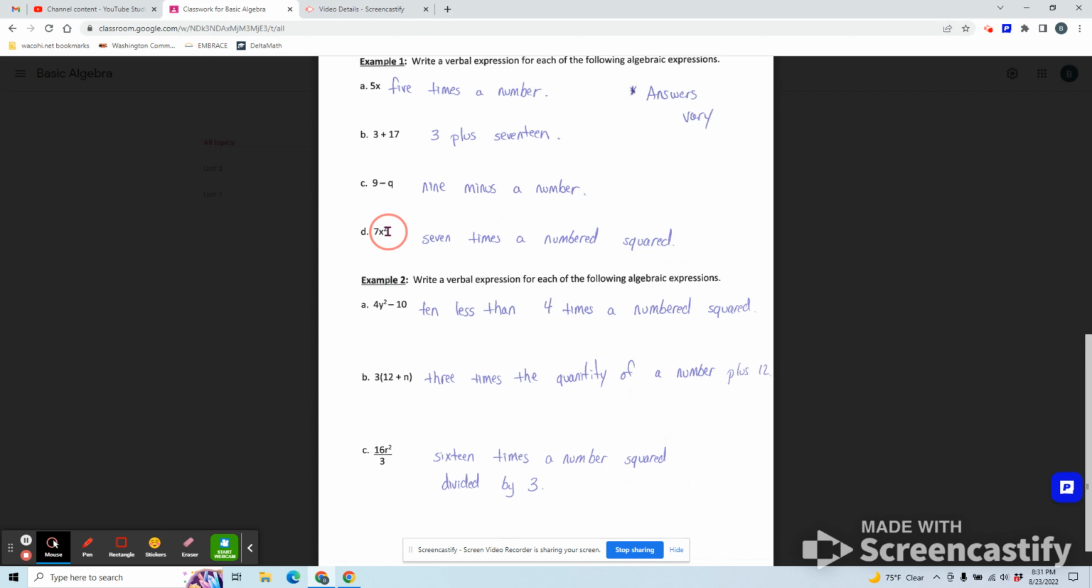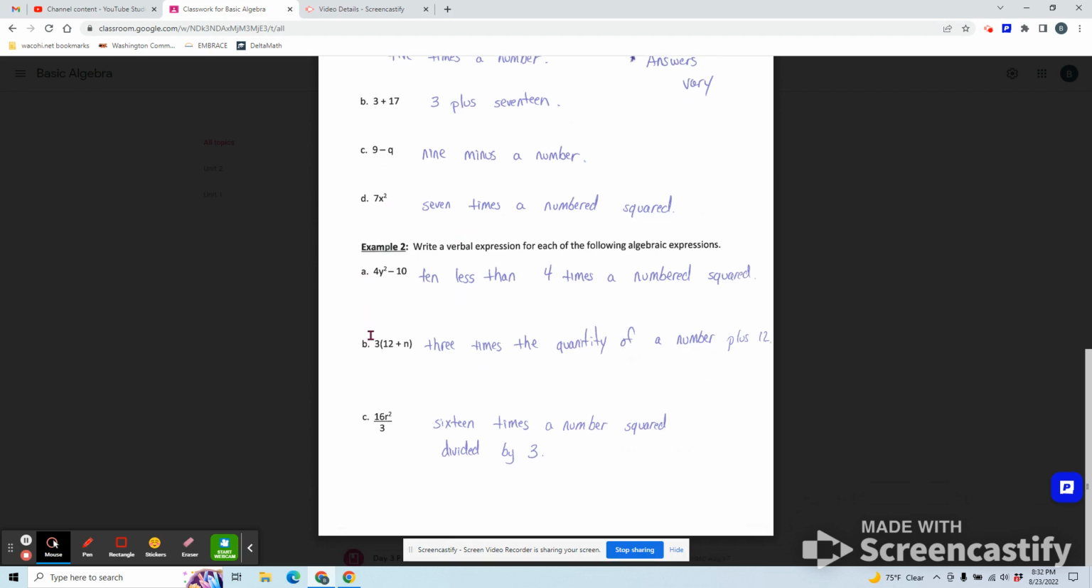See a 7 with an x and an exponent of 2. So this is saying 7 times, because if there's no operation between that number and the letter, it's assumed that it's multiplication. 7 times a number squared. We don't know what that number is, right? That's our variable. So that's why we're saying a number squared. Squared just means that it has that little 2 right there, your exponent of 2. If you wanted to say 7 times an unknown number to the second power, that's fine. It's the same thing.